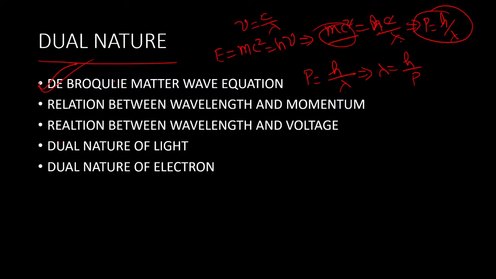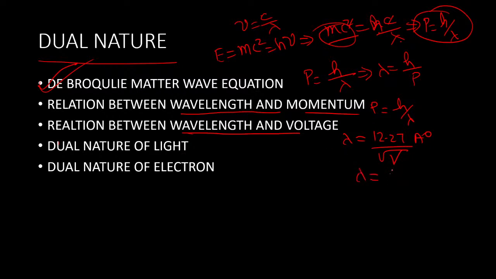They can ask numericals on the relation between wavelength and momentum. P is equal to h divided by lambda. This formula based numericals, and the relation between voltage and wavelength: wavelength is equal to 12.27 angstrom unit divided by root of volt. In case 100 volt is given, how much is the wavelength? That kind of question can be asked.